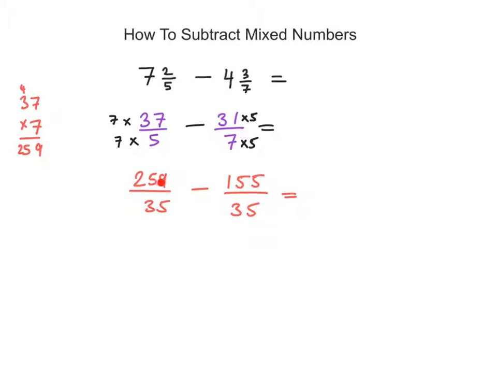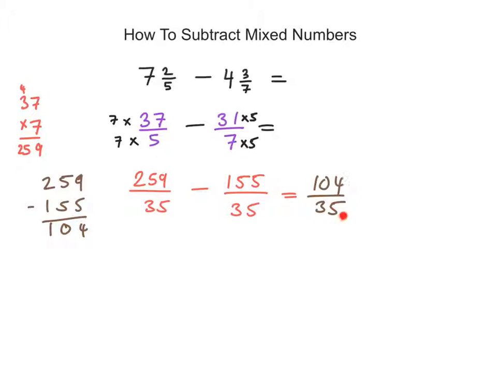So 259 minus 155. We can quickly just do a column method subtraction of this. 259 minus 155. 9 take away 5 is 4. 5 take away 5 is 0. 2 take away 1 is 1. So that's 104 over 35.